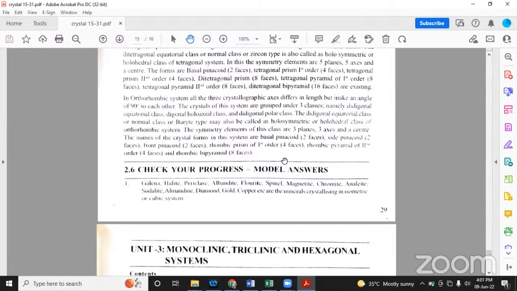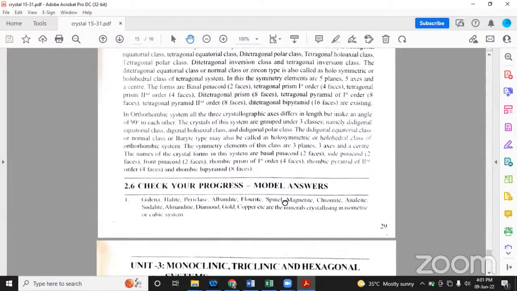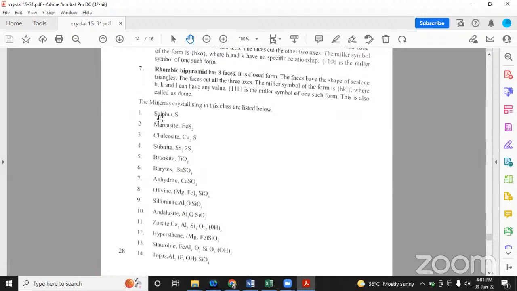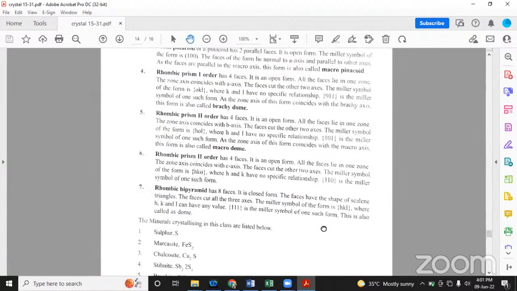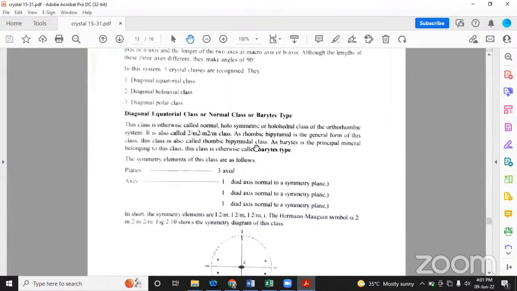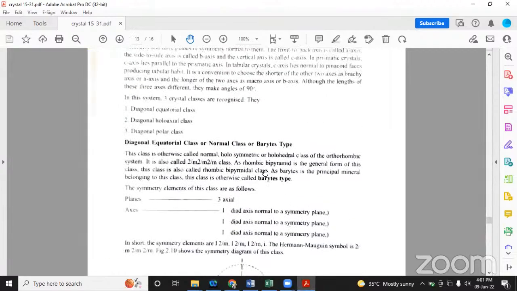What is the orthorhombic system? The orthorhombic system is like barite type. See, if you call it barite type or zircon type or galena type, if anybody asks you, this is the same answer about the symmetries.